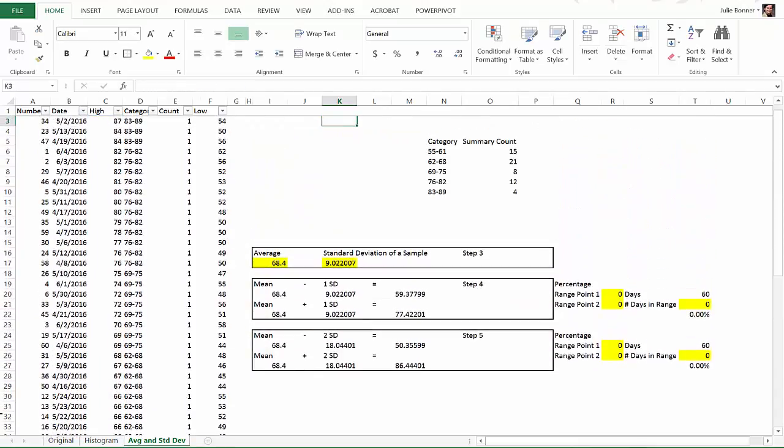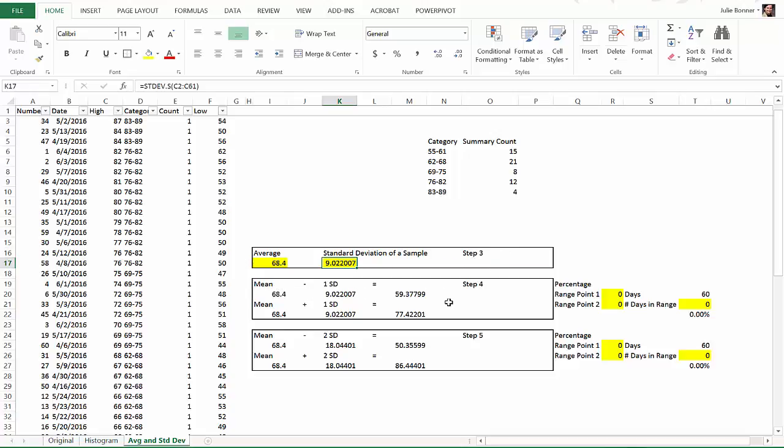Alright, now what I have here now as a formula is equals standard deviation of a sample, open parentheses, and my range of numbers, closed parentheses. So that's the formula for that. Now, so my standard deviation is 9 degrees, just slightly over 9 degrees. So I've already put formulas in here. So that was step 3.